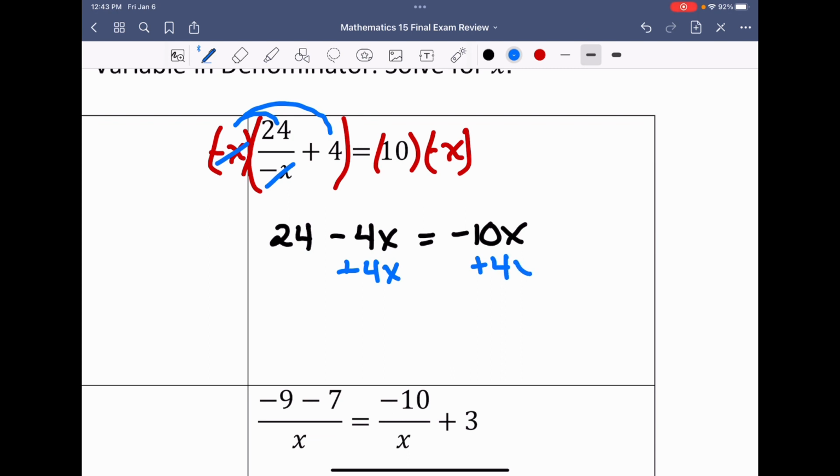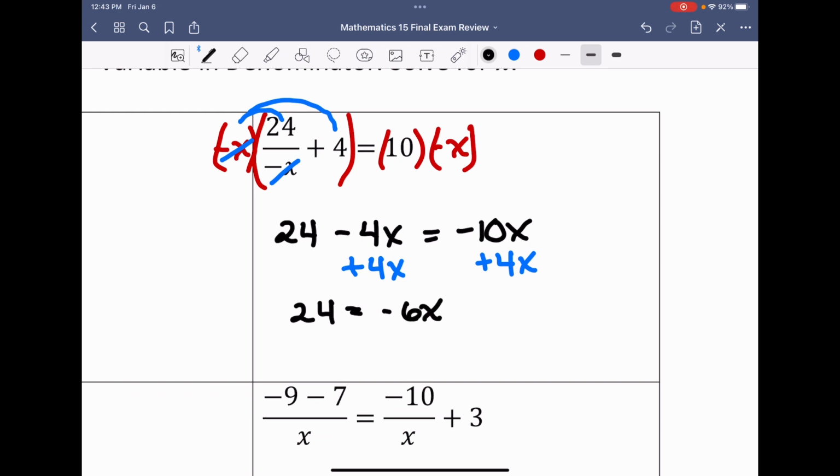Add 4x, because I'm always thinking about these as opposites. If it's being subtracted, it's being added. If it's being added, it's subtracted. I'm going to have this is 24, which is equal to negative 10x plus 4x. This is a greater negative number than a positive number. Therefore, I get negative 6x. And when I divide away this entire coefficient on x, which is negative 6, I get my answer is 24 divided by negative 6. Therefore, x is equal to 24 divided by negative 6, which is a negative 4. Okay.